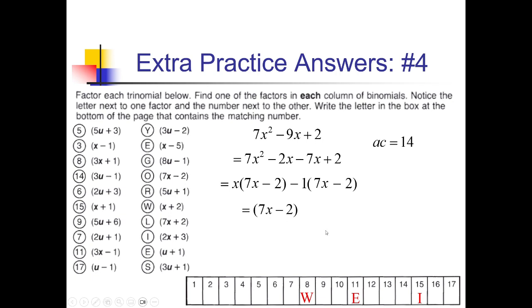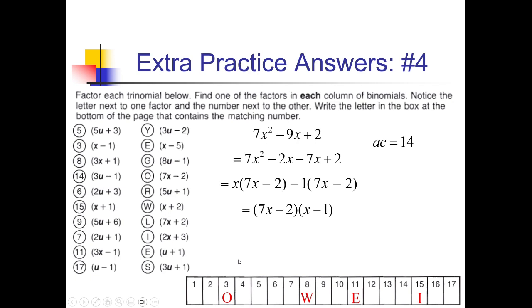Taking a look over on the left, I don't see a 7x minus 2 in this first column. I do see a 7x plus 2 here. Oh, wait, no, here's 7x minus 2. That's O, and that means the x minus 1 must be in the first column. Let's see, so we have O, that's going to go in spot 3. That's where my x minus 1 is. So here's spot 3, put an O there.